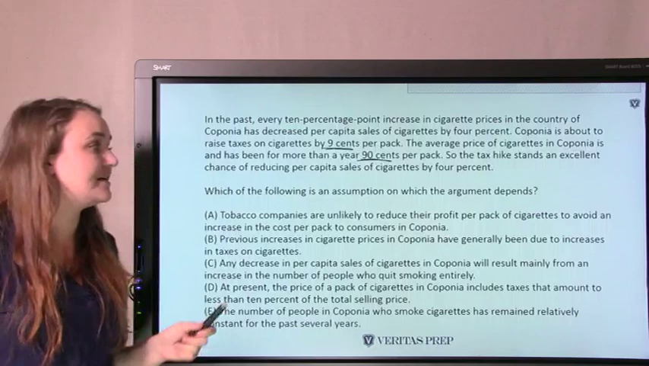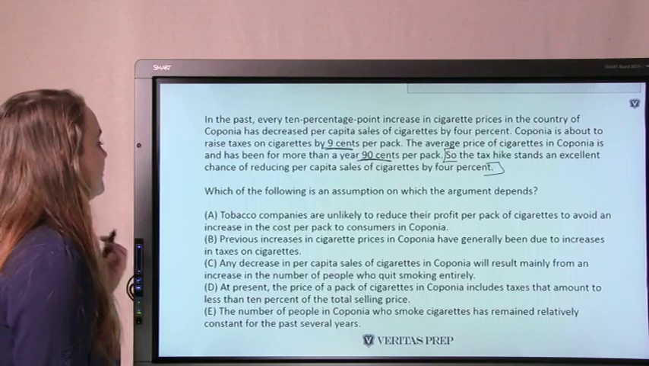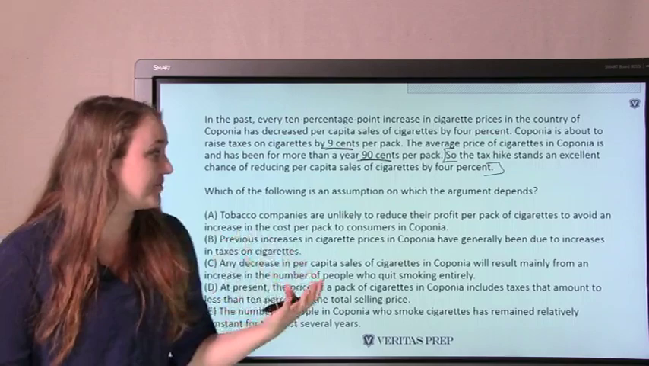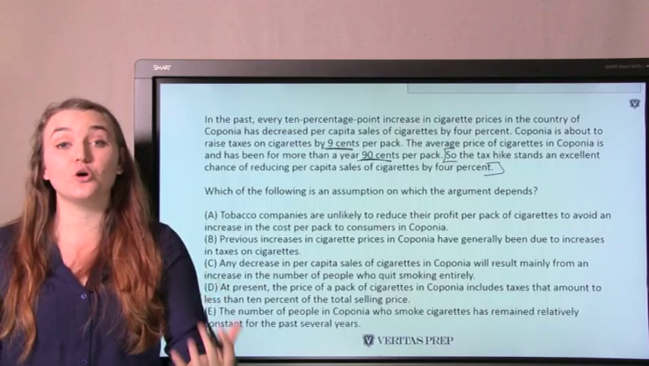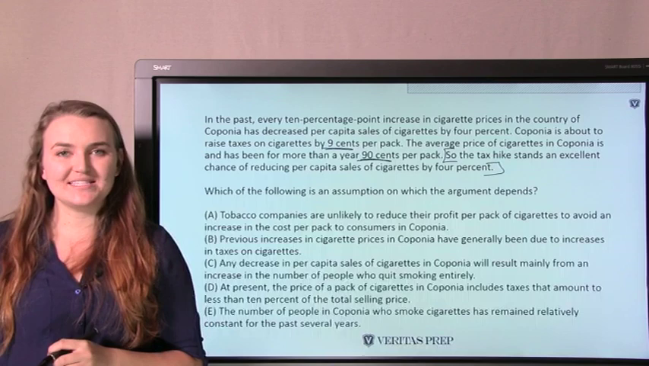So once again, we have this term "so" indicating our conclusion language, right? The tax hike stands an excellent chance of reducing per capita sales of cigarettes by 4%. Why? Because they are about to raise taxes by 9 cents, which corresponds to 10%. And historically, this 10% change has merited that outcome. Let me ask you guys once again, where's the gap? What's the gap in reasoning here?